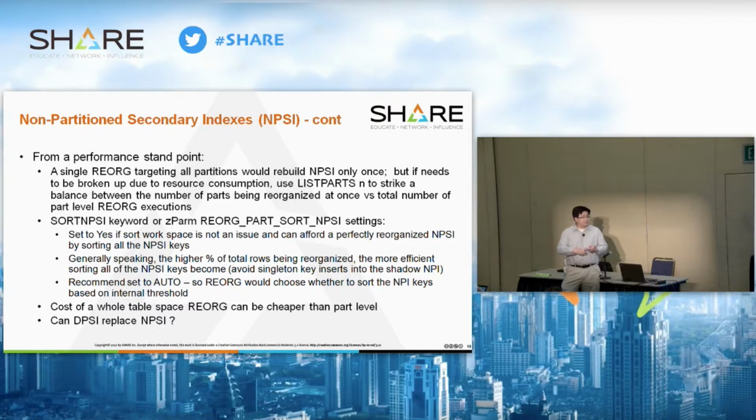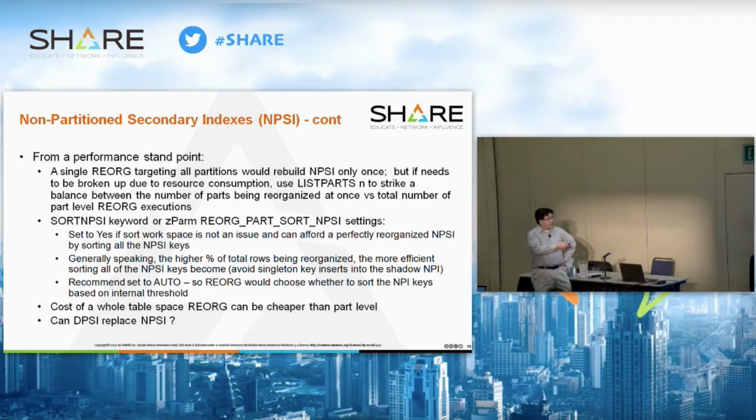So for two reasons, right? One is that, for part level reorg, even without MPI, a single reorg job is still potentially more efficient in terms of all the processing overhead compared to running part level reorg one at a time. And second of all, each part level reorg is going to rebuild the entire MPI. So the fewer part level jobs you run, the fewer times the MPI is being rebuilt. So that saves your overhead processing on the MPI.